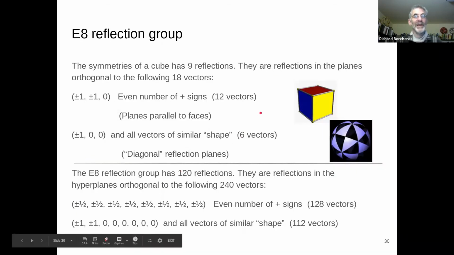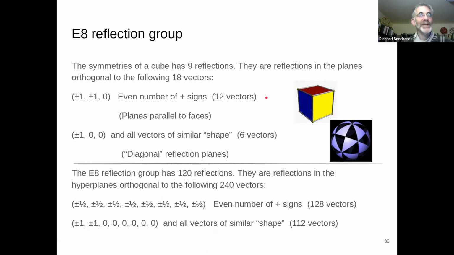So here's the E8 reflection group, the symmetries of the E8 lattice, which is actually a reflection group. You can describe it explicitly because it's just generated by 120 reflections, which are reflections in the hyperplanes orthogonal to the 240 vectors giving you the centers of spheres.